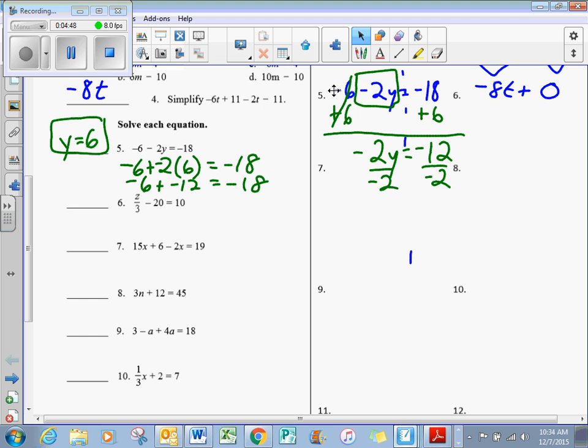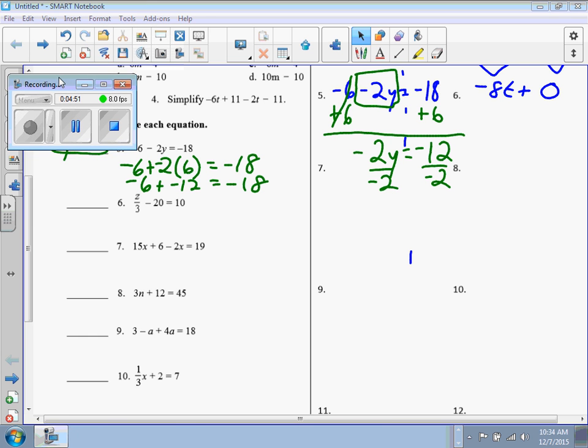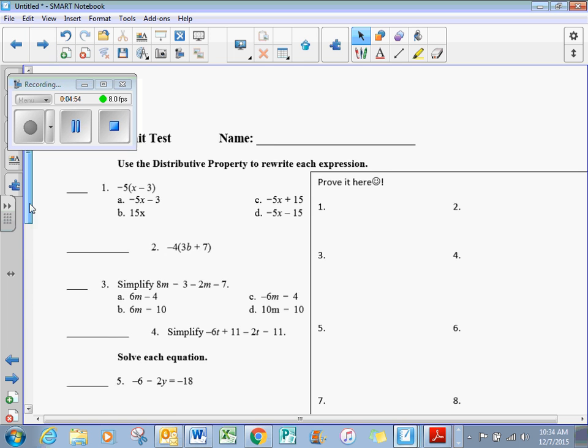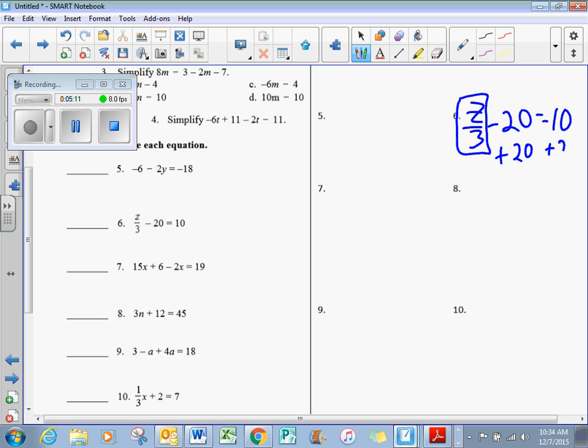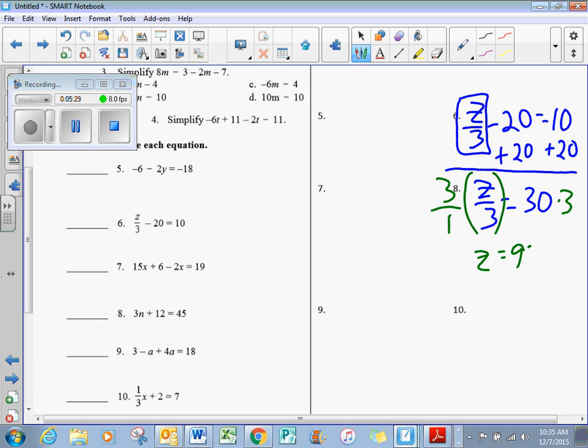Okay, actually, I just got to turn the page. All right, number 6. Okay, you guys know about that one? Z over 3 minus 20 equals 10. What do I have to do to get Z alone? Add 20 because I'm subtracting 20. Inverse operations. Z over 3 equals 10 plus 20 is 30. If I'm dividing, how do I solve? Inverse operations. Multiply both sides. We always do both sides. Remember the equal sign. So Z equals 90.